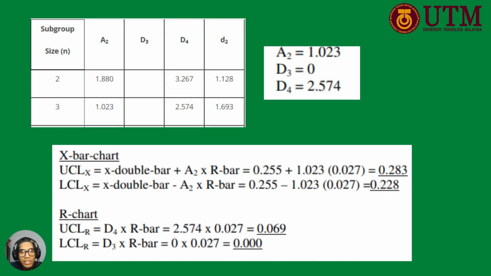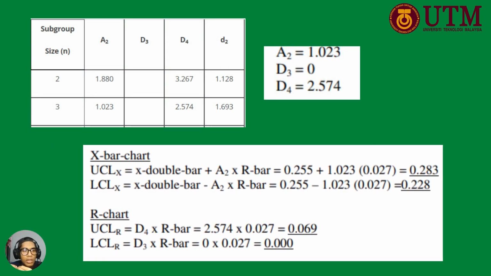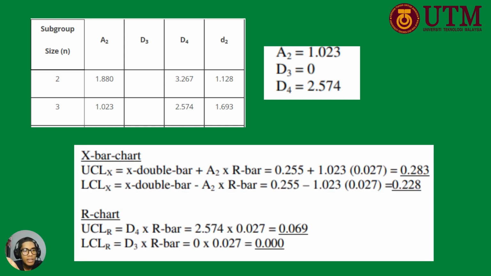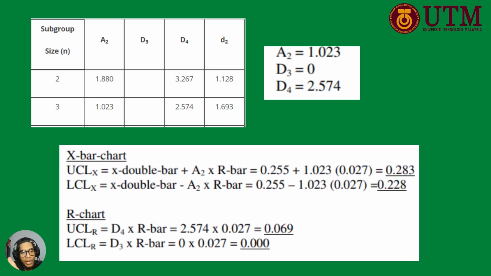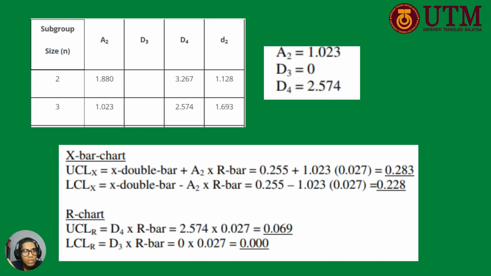Okay, so for the next slide, I'm going to show you how to calculate the UCL and LCL for the X bar chart and R chart. The values for A2, D3 and D4 are important because we need to use them inside the formula to get UCL and LCL. So where do we find these numbers? We can get them from the table given.